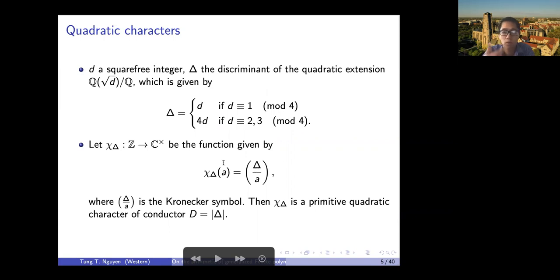So it will be 0, -1, and 1. And in fact, there is a theorem saying that if you have real characters, they have to be of this form. So basically, this Kronecker symbol here gives you all possible real characters.